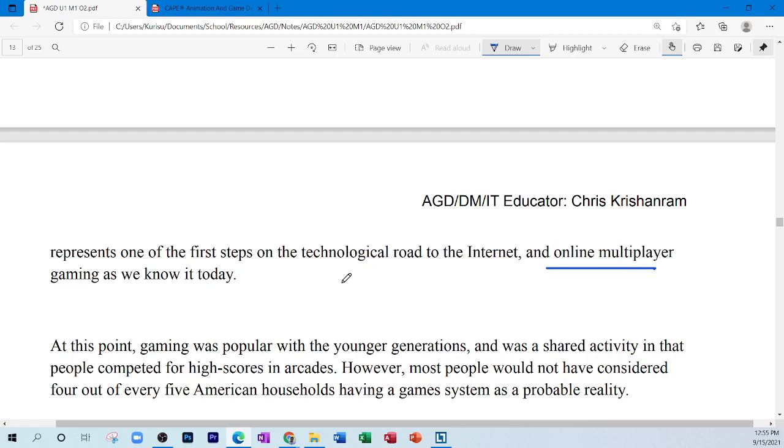At this point, gaming was popular with younger generations and was a shared activity in that people competed for high scores in arcades. However, most people would not have considered 4 out of every 5 American households having a game system as a probable reality.